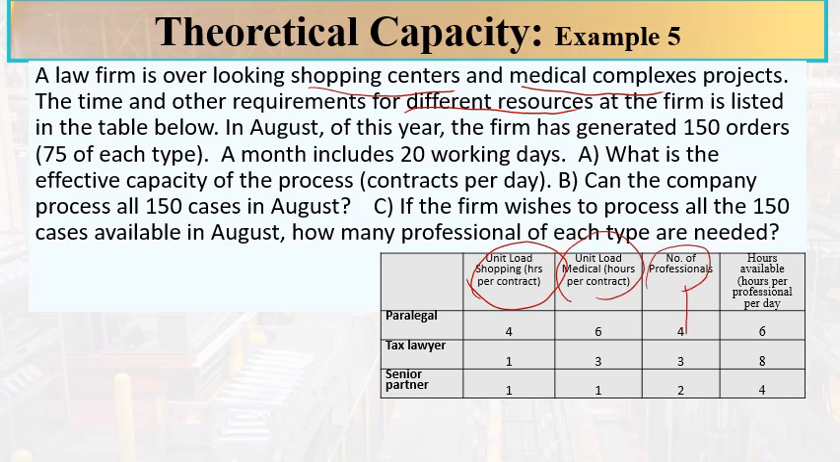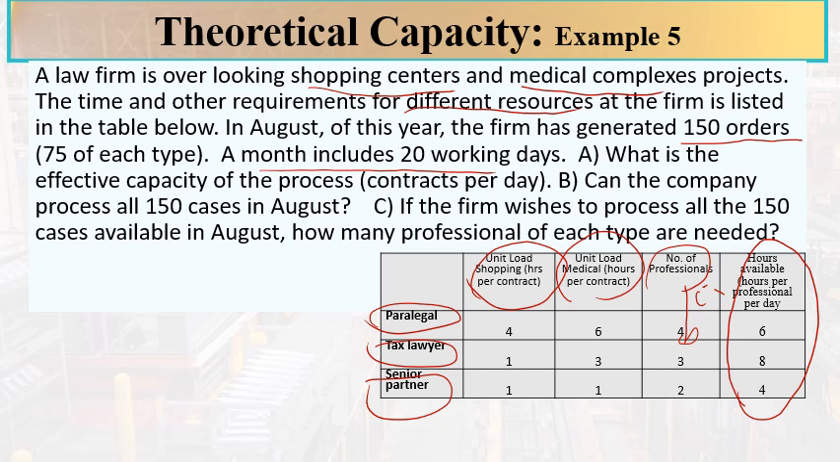We have the number of professionals, and these are three different resource pools, but we see something different here. We have the available hours for each one of these resource pools. We haven't seen anything like this before. A month includes 20 working days, and the firm has generated 150 orders, 75 of each, so we have a 50% ratio of each. So we have 50% shopping and 50% medical.